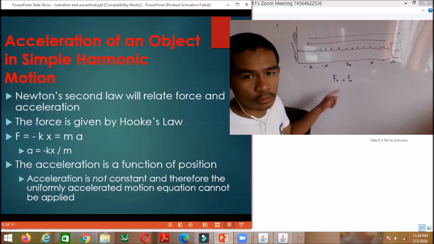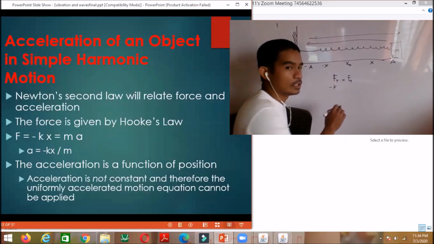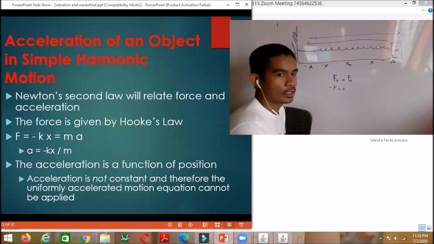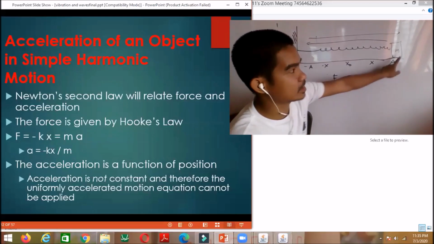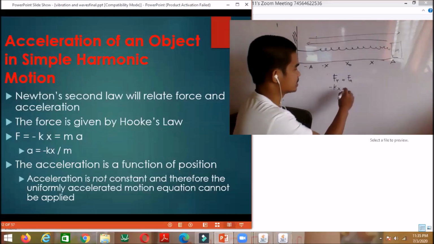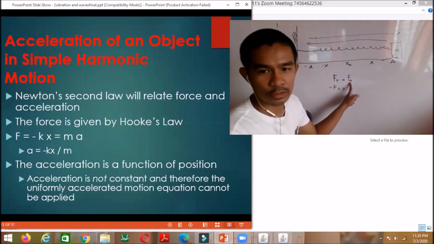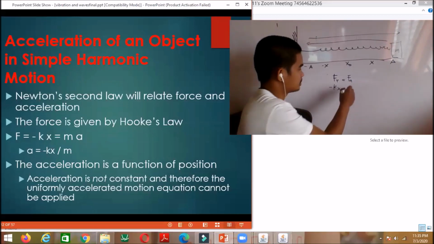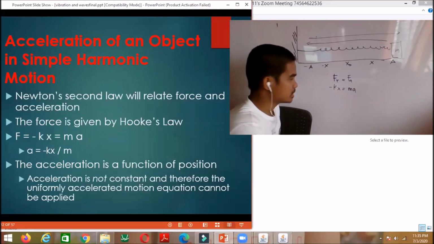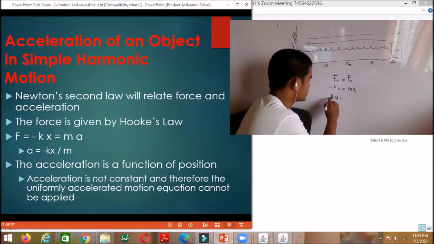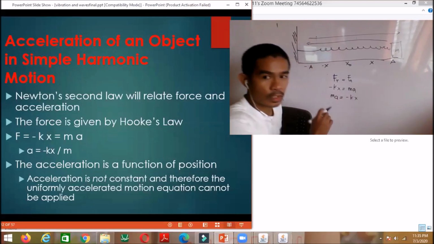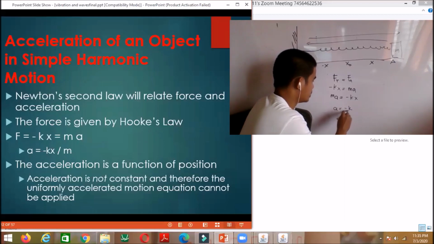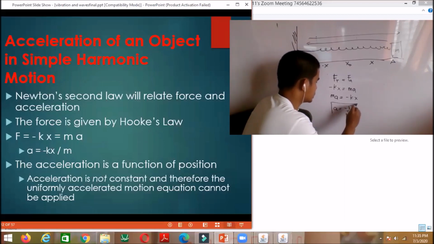Fr is represented by the equation negative kx, where k is the spring constant and x is the displacement from the equilibrium position. And m is the mass attached to the spring, and a is the acceleration. Okay? So remember Newton's second law of motion, F equals ma, mass times the acceleration of the system. We have mass times acceleration equals negative kx. So we have the equation of the acceleration, a equals negative k over m times x, the displacement.